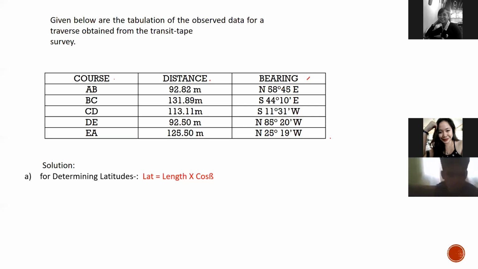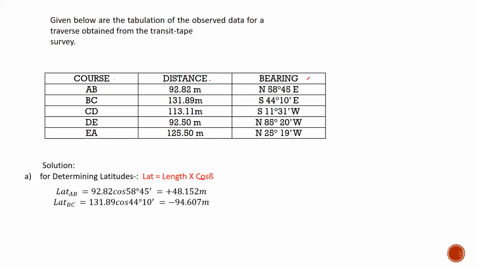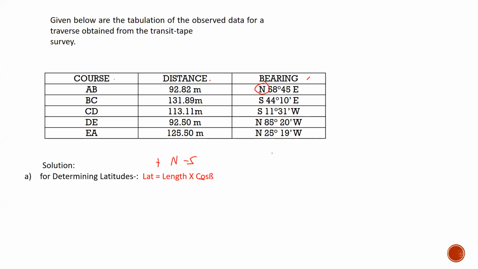Yes, we have positive 48.153. That is 92.82. Again, length times the cosine bearing. Yung bearing natin is equal to 58 degrees and 45 minutes east. So, we have that. Kindly convert it, Mr. Eres, in... tama. Yeah, 48.152 or 153 meters. So, it is positive kasi north. Pag latitude, titingin lang tayo kung north or south. Pag north, positive. Pag south, negative.